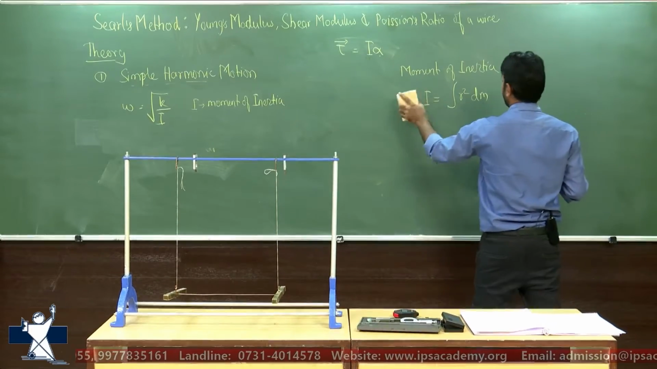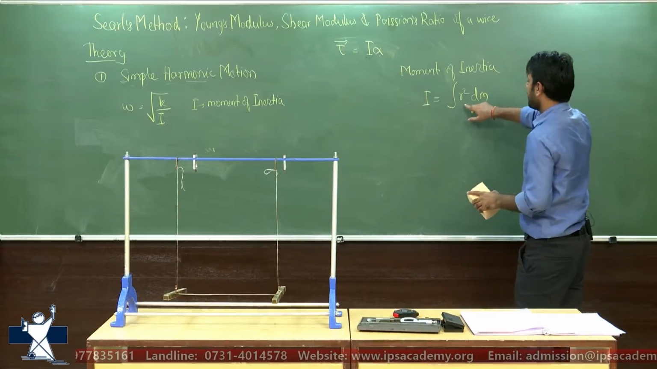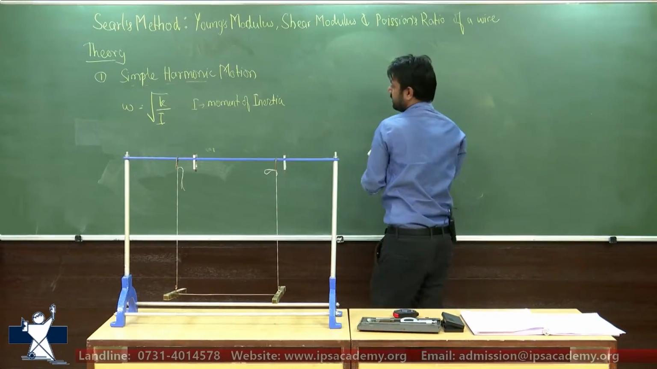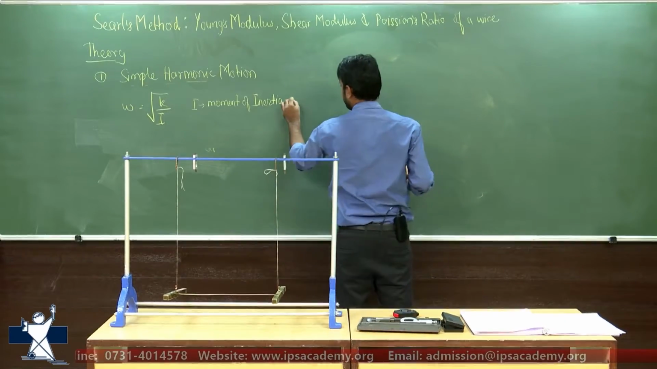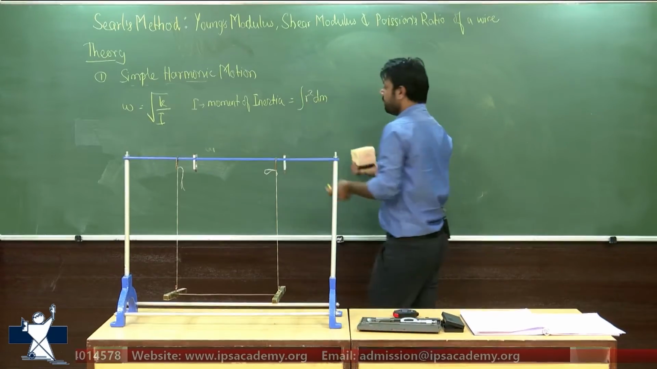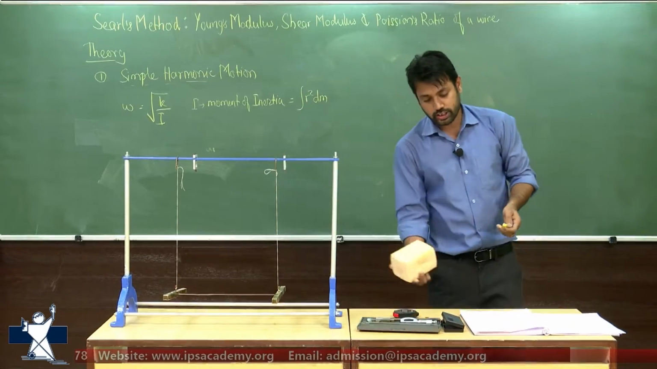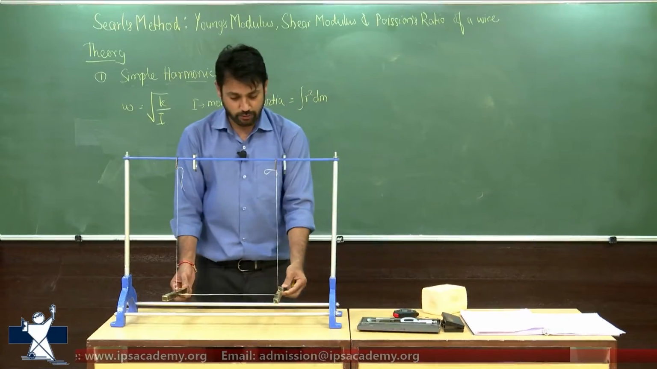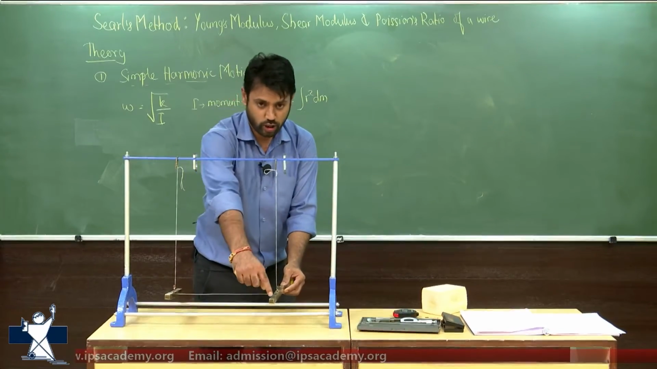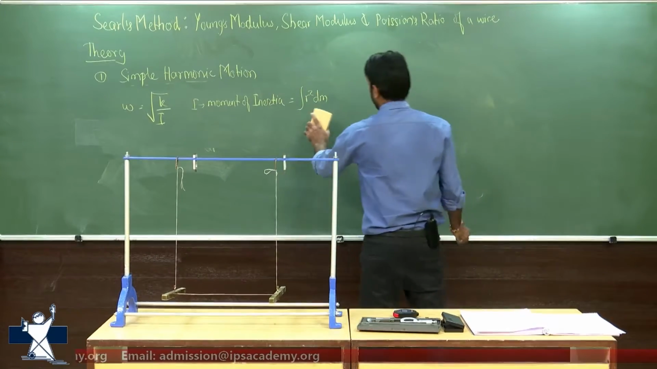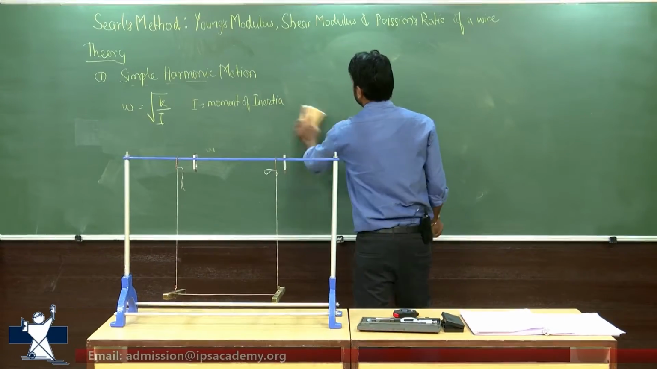So moment of inertia is equal to integral r square dm. Let's write it here. Integral r square dm. We are not going to use this formula because we have a regular object. We don't have an irregular object. We have a regular cuboid or a rod, so we can measure it directly. And I'll write the formula for that.